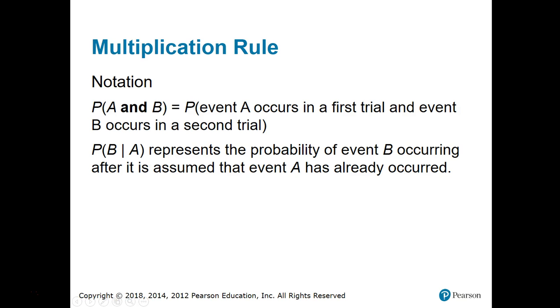And this one, probability of B given A, that's how you read that, represents the probability that B occurs after it is assumed that A has already occurred. If it's cloudy, what are the chances that it's raining? The chances of it raining are a certain amount, but if it's cloudy, the chances of raining are higher. So what are the chances of it raining if it's not cloudy? There are no clouds in the sky. Can it rain? Maybe. I am not sure about that one.